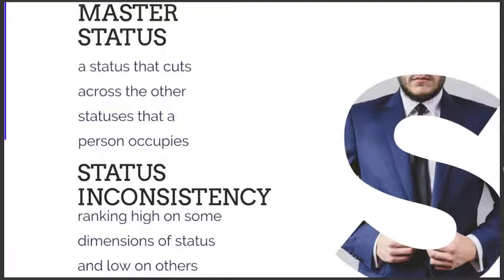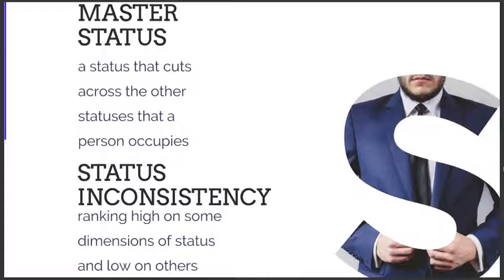A couple of different concepts about statuses. The first is master status, and that's a status that cuts across the other statuses that a person occupies. So for example, if you are in an accident and you are horribly disfigured, then your disability could become one of your master statuses because it cuts across everything. It affects your status as a mother or a father or a brother or a sister, and it affects your status in terms of your occupation or your work as well. People will treat you differently based on your master status.